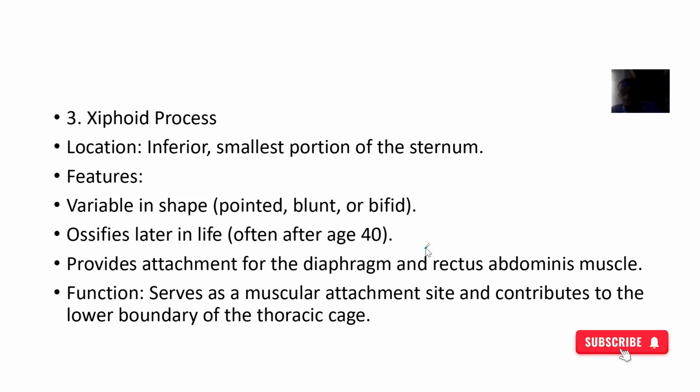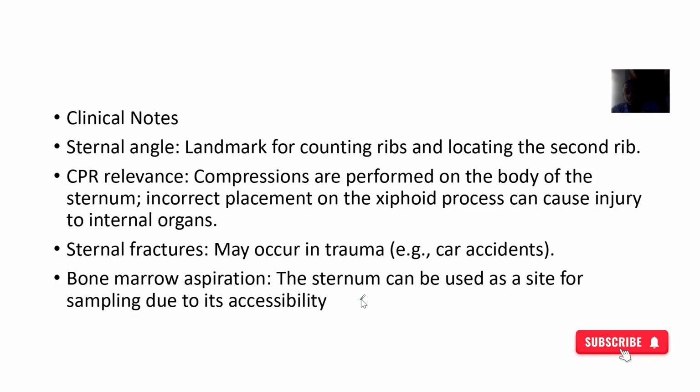It's variable in shape and ossifies later in life. The xiphoid process will fully mature only when you're at age 40. It provides attachment for the diaphragm and the rectus abdominis muscle. It serves as a point where different muscles come together to insert.